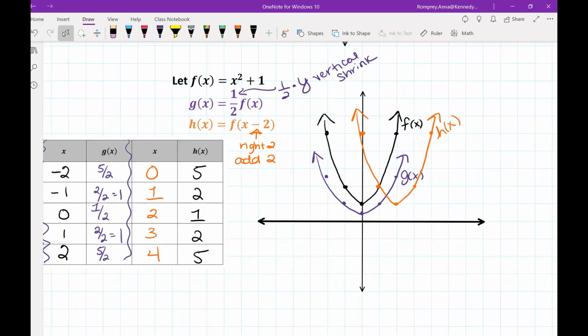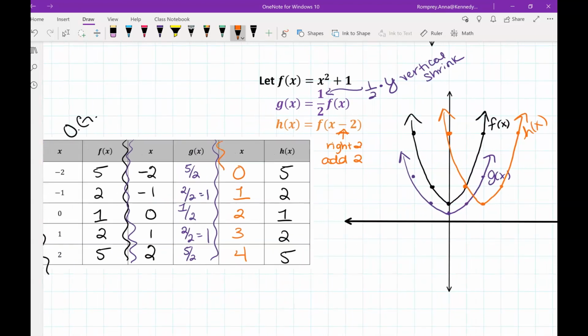So did that work? So 0, 5, yes. 1, 2, perfect. 2, 1. 3, 2, and 4, 5. Fantastic. So we have successfully transformed graphs, and we have transformed tables.